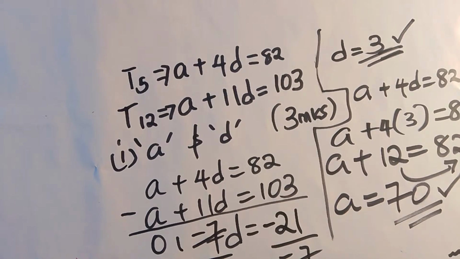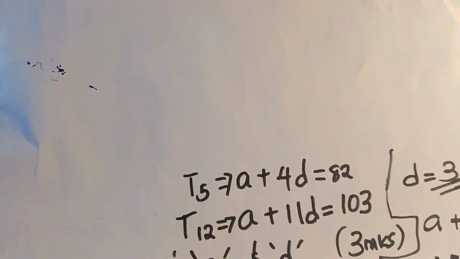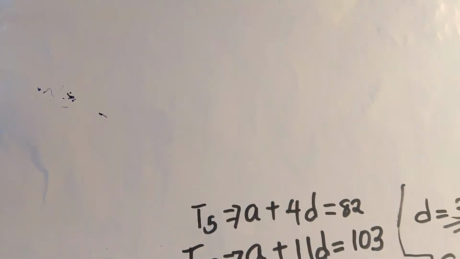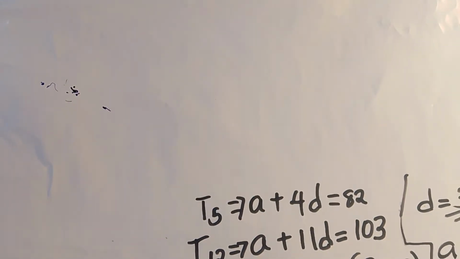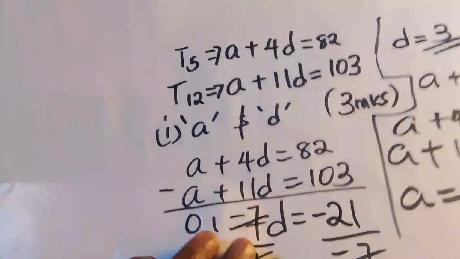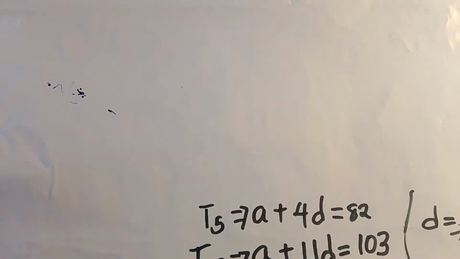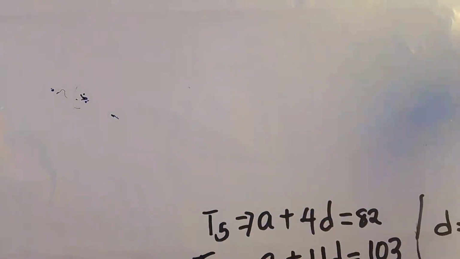The next question is asking for the sum of the first 21 terms. The sum of the first 21 terms. Let's look at this carefully, let's reverse it.